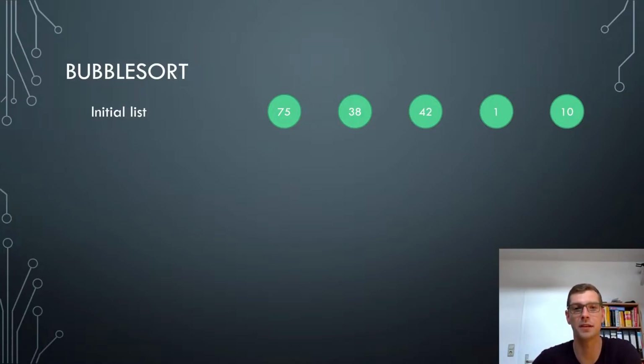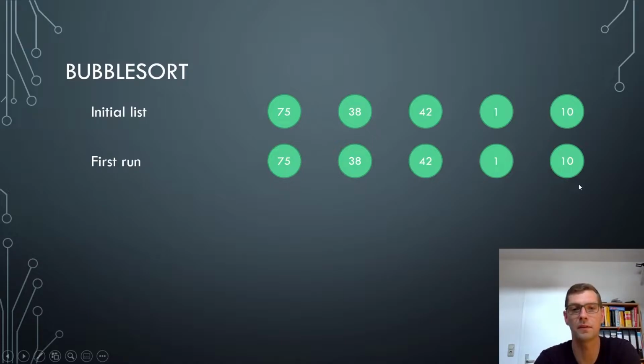Well, we have the initial list that is here: 75, 38, 42, 1 and 10. Alright, in our first run we check our first element here and we compare it with the second element. So if 75 is bigger than 38, then we have to swap it. Alright, so we do so. In the next step we have to compare 75 to 42. It is greater again, so we have to swap it again. And we do the same for the 1, and in the end we do the same for the 10.